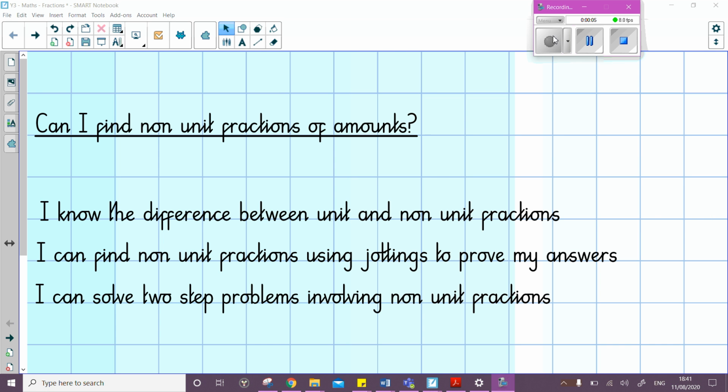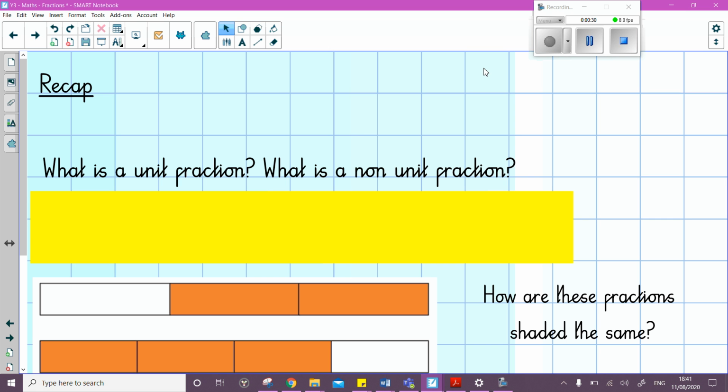I thought we could do a bit of a math lesson and focus on finding non-unit fractions of amounts. So that is our learning question today. By the end of this little lesson, we are going to be able to recognise the difference between unit and non-unit fractions, find non-unit fractions using jottings to prove my answers, and then possibly solve two-step problems involving non-unit fractions.